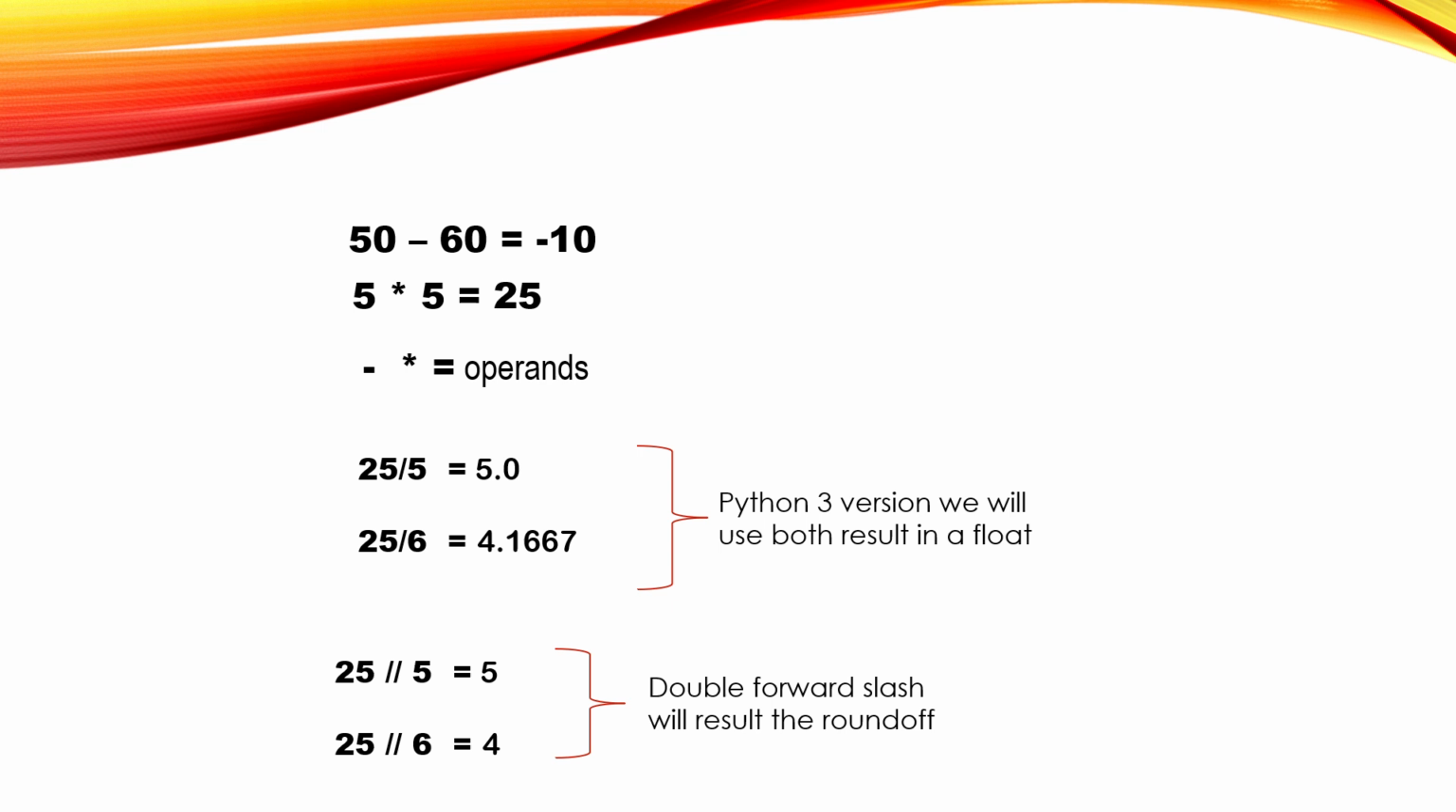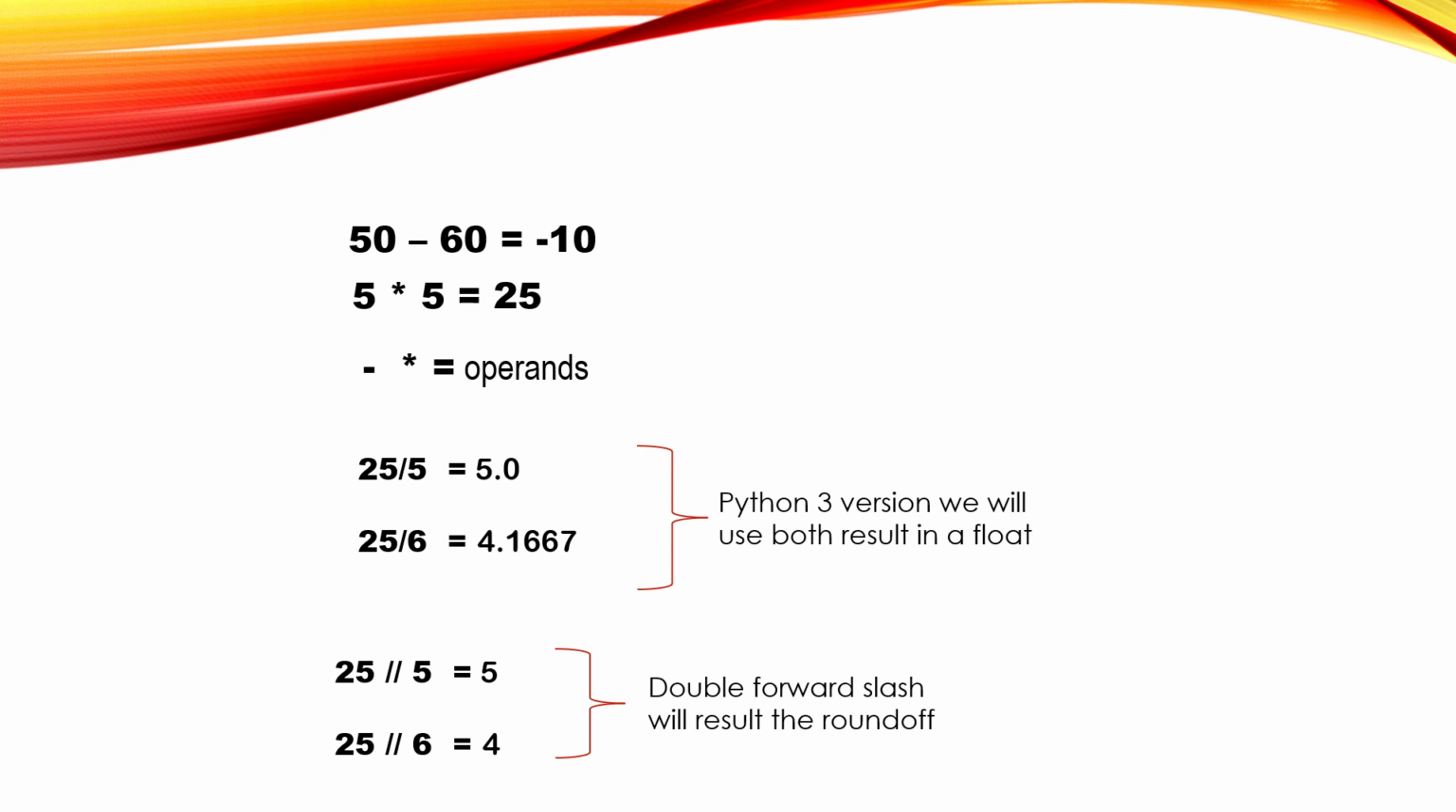Now, 50 minus 60 is equal to minus 10. The result will be a negative number, which is also used in an expression. Then 5 asterisk 5 is equal to 25. This is a multiplication operation using the asterisk. Minus means subtraction. Star will be used for multiplication. These are the operators.